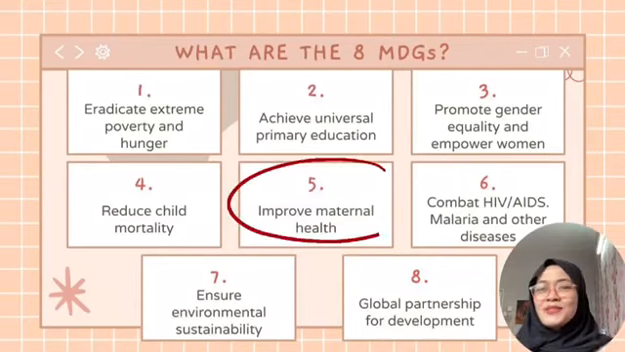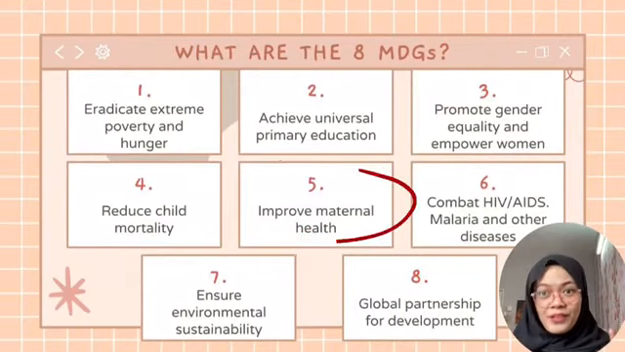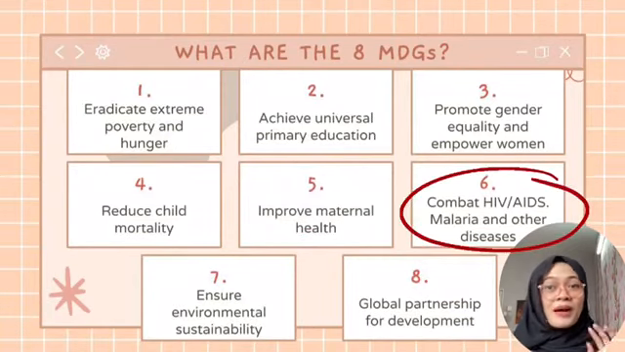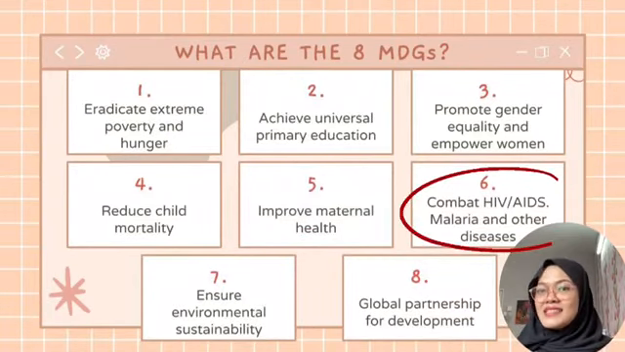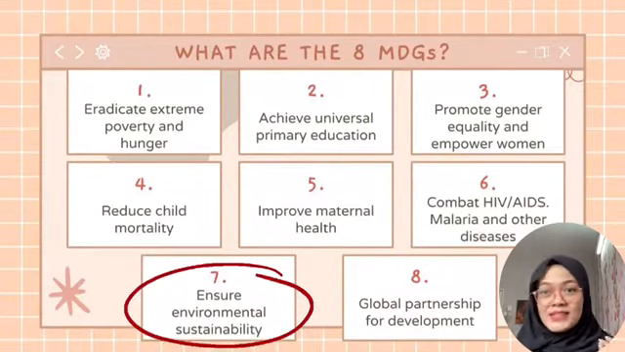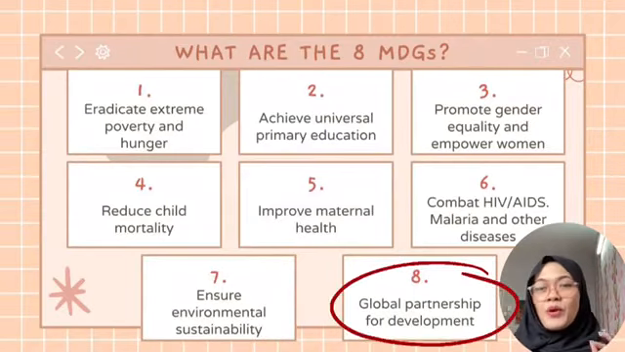Okay, let's move on to number 5, which is improve maternal health. Number 6, combat HIV and AIDS, malaria, and other diseases. Number 7 is to ensure environmental sustainability. And the last one would be global partnership for development.